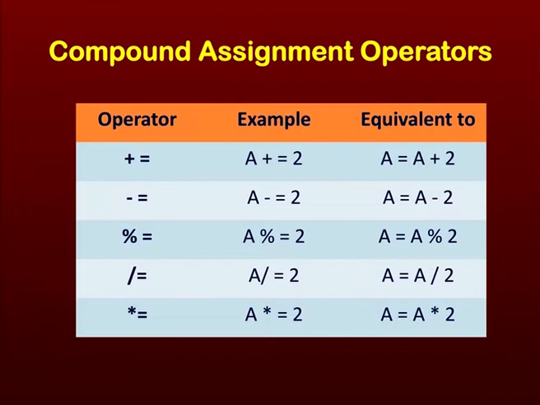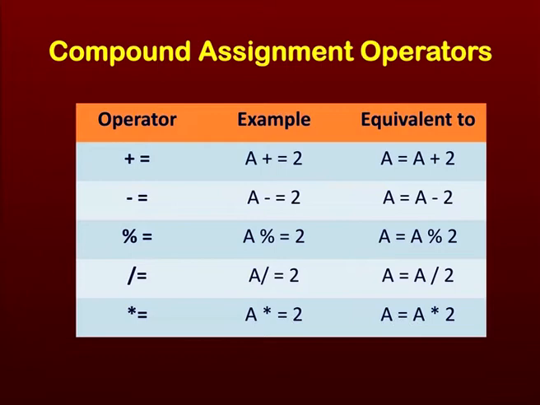The operators are plus equal to, minus equal to, percent equal to, slash equal to and asterisk equal to. Asterisk is used for multiplication, slash is used for division and percent is used for the remainder of integer division.